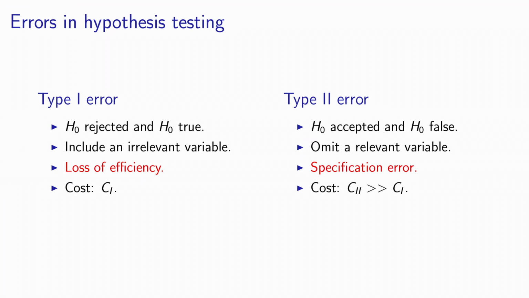So it's much more severe to do a specification error than to include an irrelevant variable and to lose efficiency. And this is one of the major differences with classical hypothesis testing, because usually in classical hypothesis testing, both types of errors have almost the same impact. So let's calculate the impact of an error.